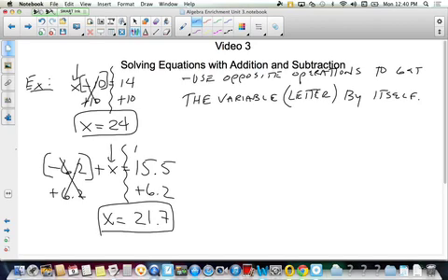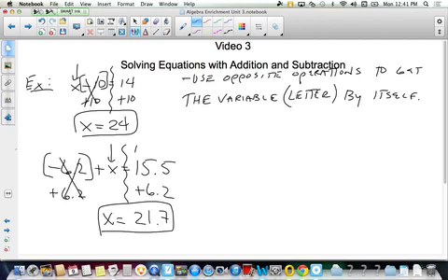Now, when you're adding or subtracting, use those same rules we talked about back at the beginning of Unit 2, when we talked about adding and subtracting integers. Same rules apply. If the signs are the same, you add the numbers together. If the signs are different, you subtract the numbers and take the sign of the bigger number. Okay?